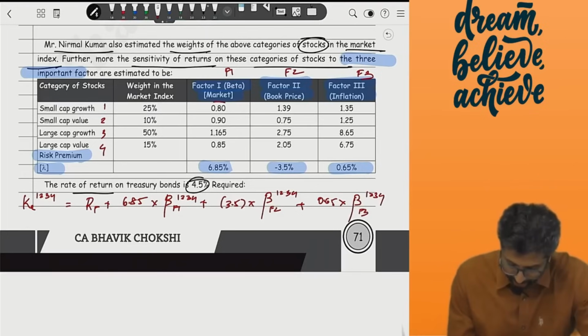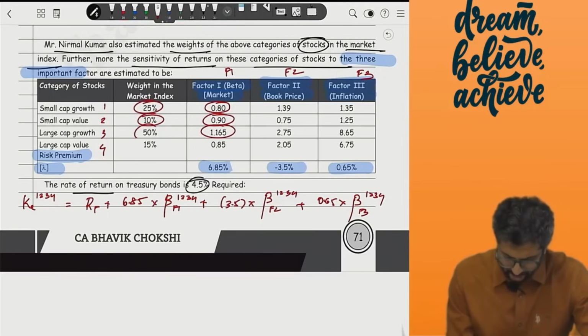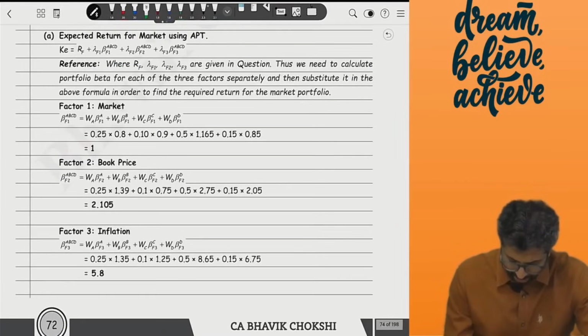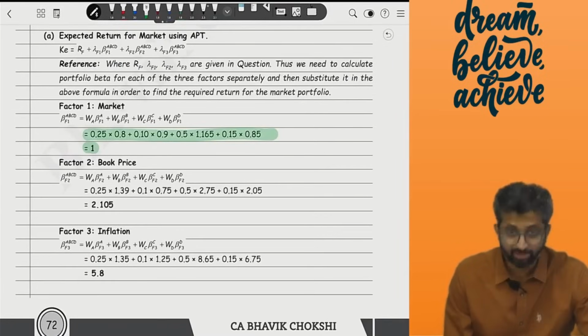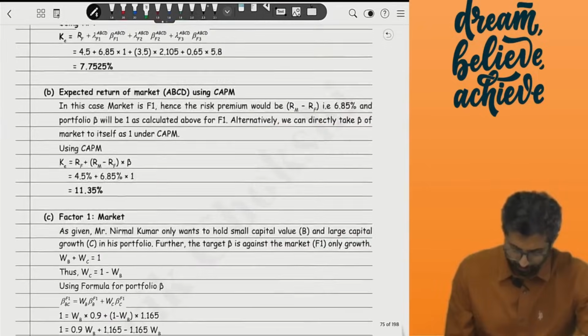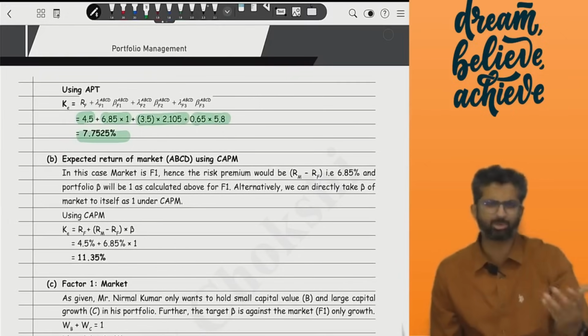So this is like a weighted average beta. How do you calculate? 0.8 into 0.25 plus 0.9 into 0.1 plus 1.65 into 0.5 and 0.85 into 0.15. If I do this working for portfolio beta, this would come to, let us say, 1. The same math with the same weights you will take for the second factor and the third factor. So once you have these three numbers and you substitute them, 4.5 plus 6.85 into 1 plus a negative 3.5 into 2.105 plus 0.65 into 5.8, and you get 7.75%.